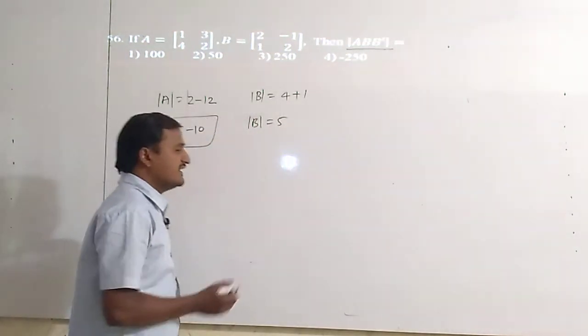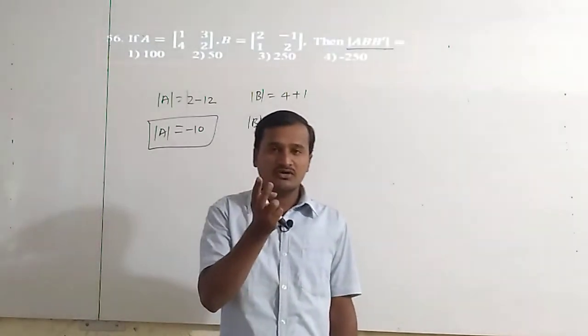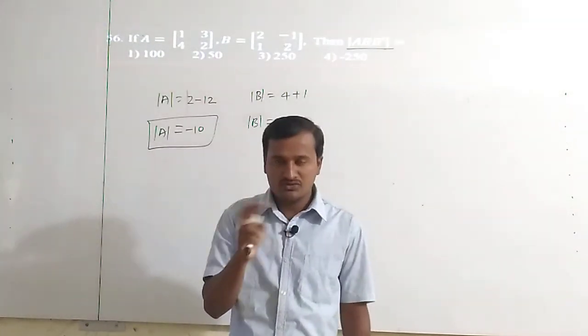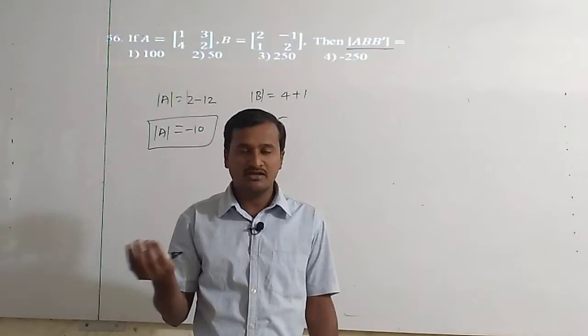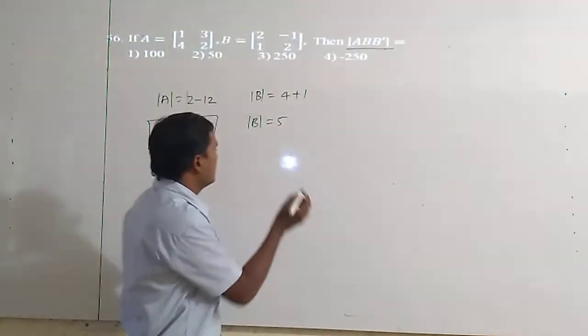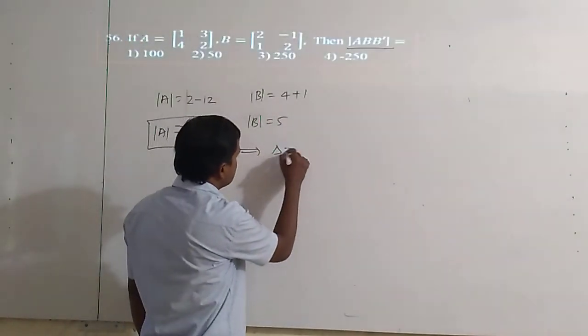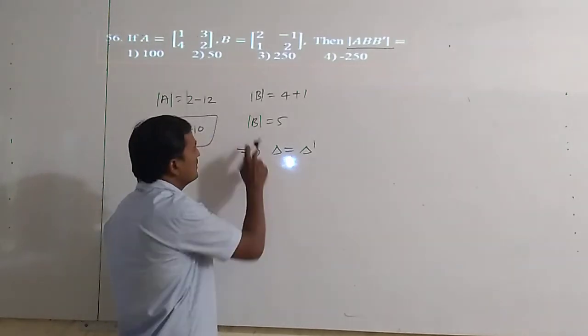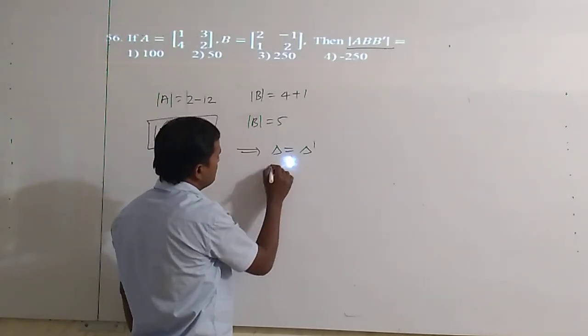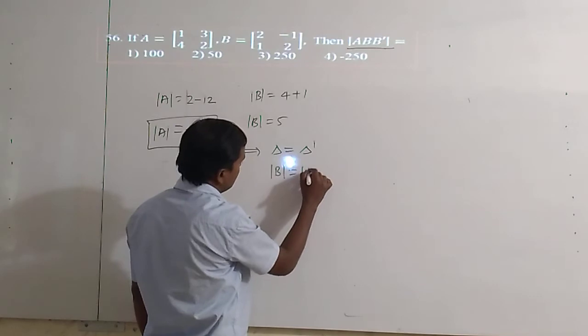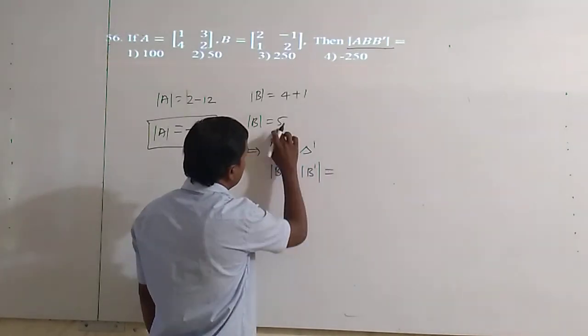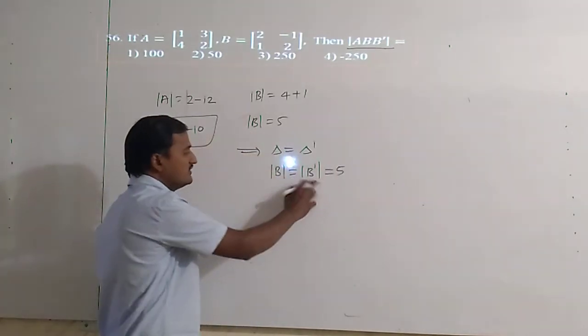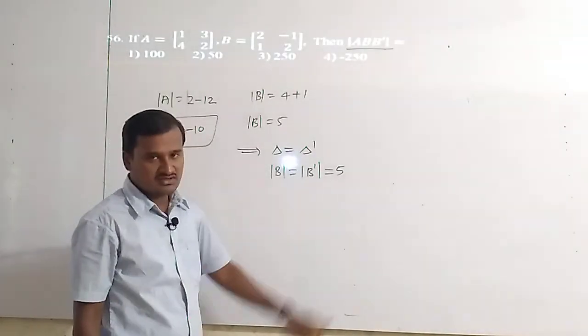And also you know that in a determinant, if all the rows and columns are interchanged, then the value of the determinant remains unchanged. It means that we know that delta is the same as delta dash. Suppose if it is B, so determinant of B is the same as determinant of B dash. So therefore determinant of B is 5. So in the same way determinant of B dash is also equal to 5.